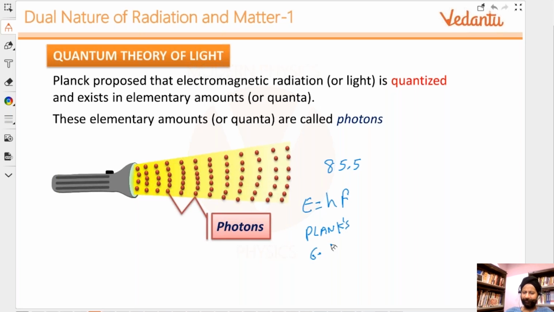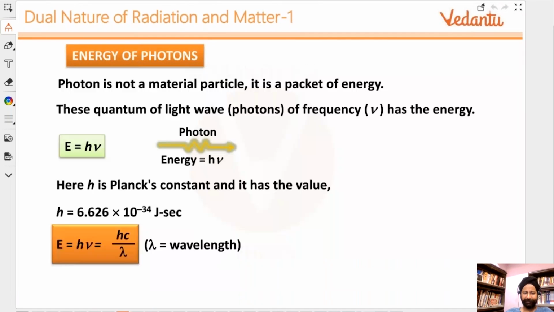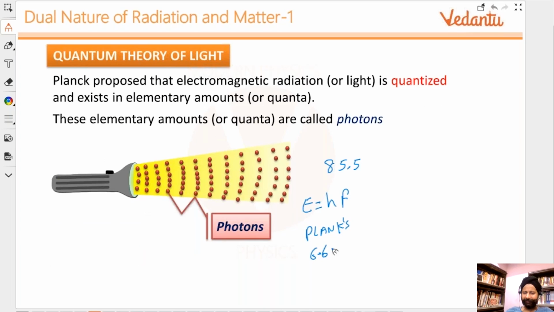Planck's constant, its value is 6.626, and I forgot it now again. See, that's what happens. Yeah, 6.626. I was right. 6.626 times 10 to the power minus 34. Take a tiny little value, and you can see it is tiny little energy anyways.